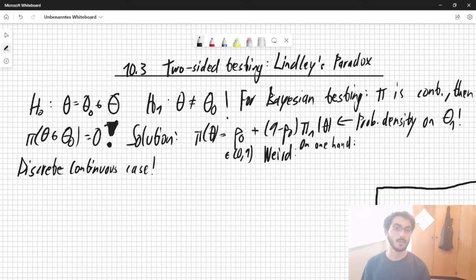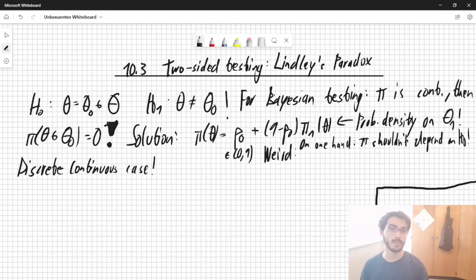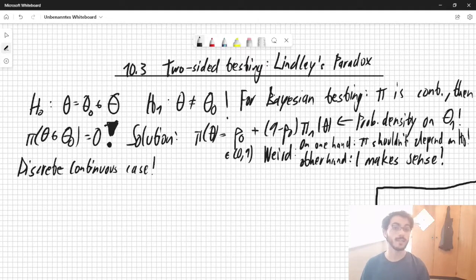On one hand, pi should not depend on H0. After all, our prior probabilities are based on our prior beliefs. So we don't say, okay, I want to test this, and because I want to test it, this is my belief. No, I say, this is my belief, and then I want to test this. On the other hand, it makes sense. Why does it make sense? Well, we want to do the test. And if we want to do the test, that means that we think that it's definitely possible that this thing is H0, otherwise why bother testing? So there should be some small probability that H0 actually happens.